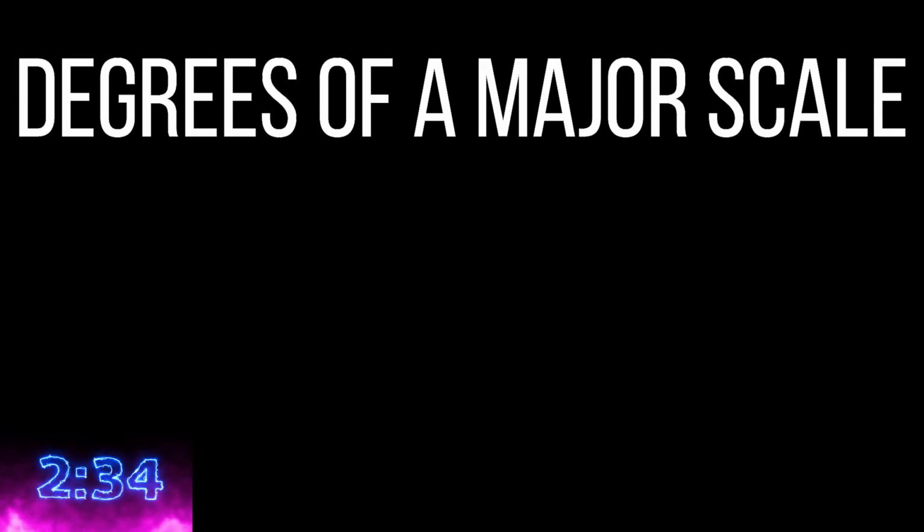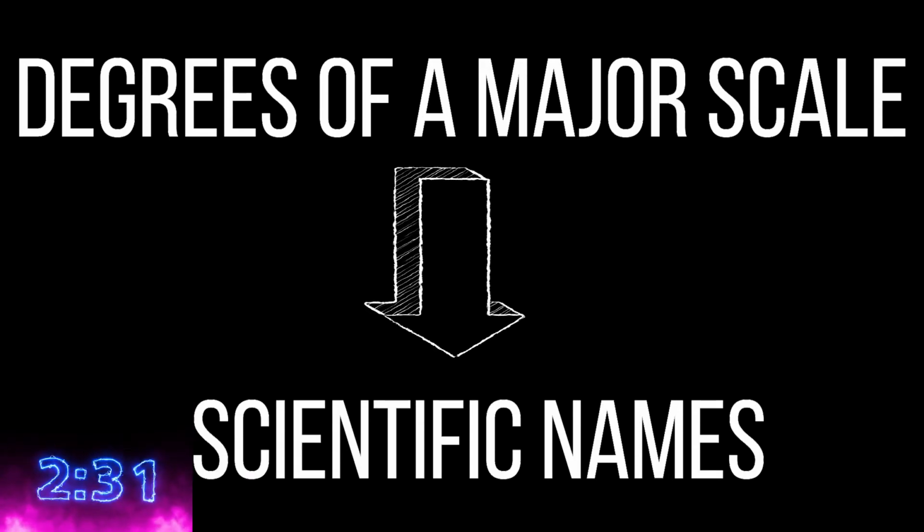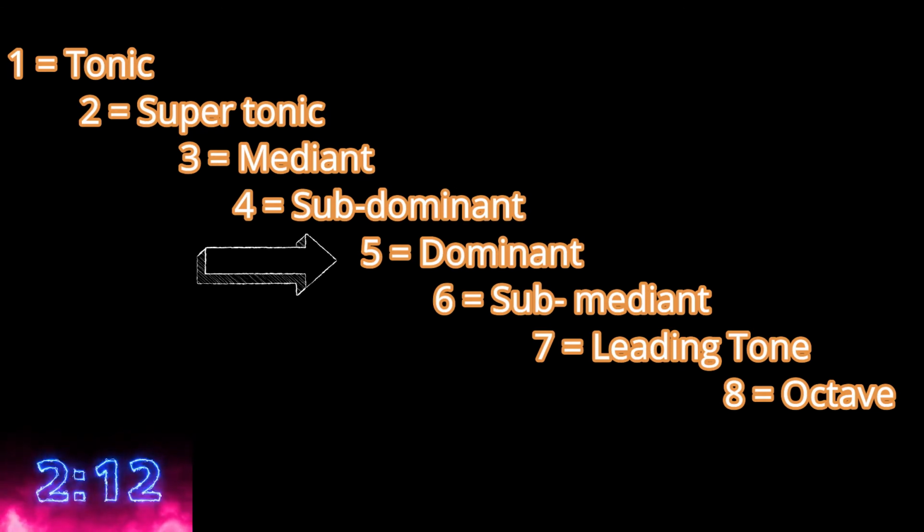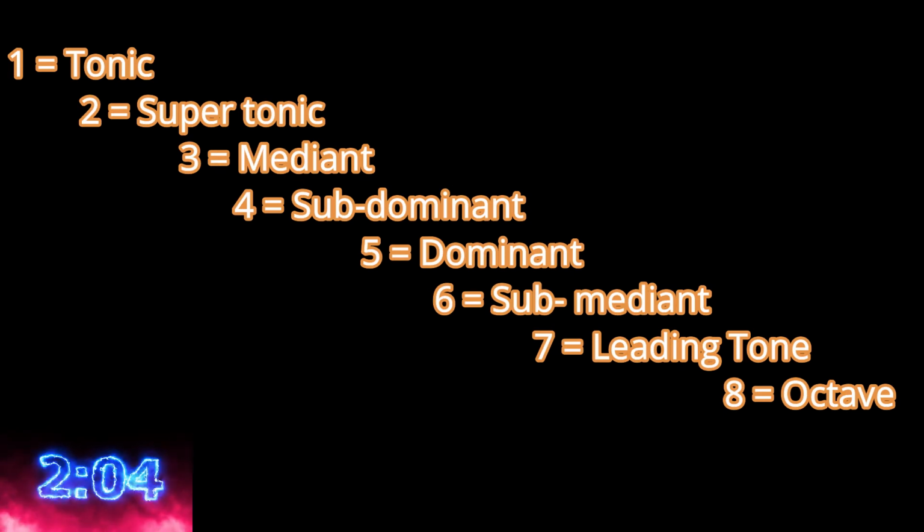Let's explain further. The degrees of a major scale can be directly linked to its scientific names. Note well that the major scale has 8 notes. For example, number 1 is called the tonic, 2, supertonic, 3, mediant, 4, subdominant, 5, dominant, which we're going to get into today, 6, submediant, 7, leading tone, and the 8 is the octave. So clearly we can see that the fifth chord in a major scale is a dominant.